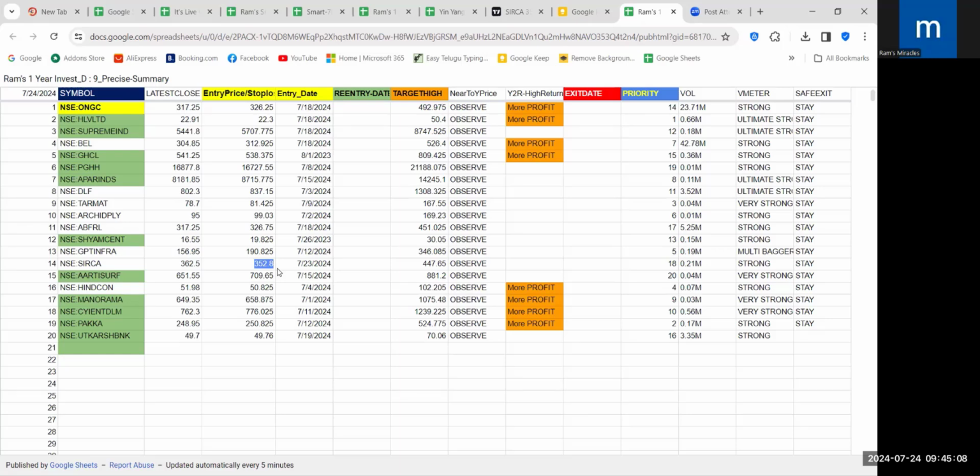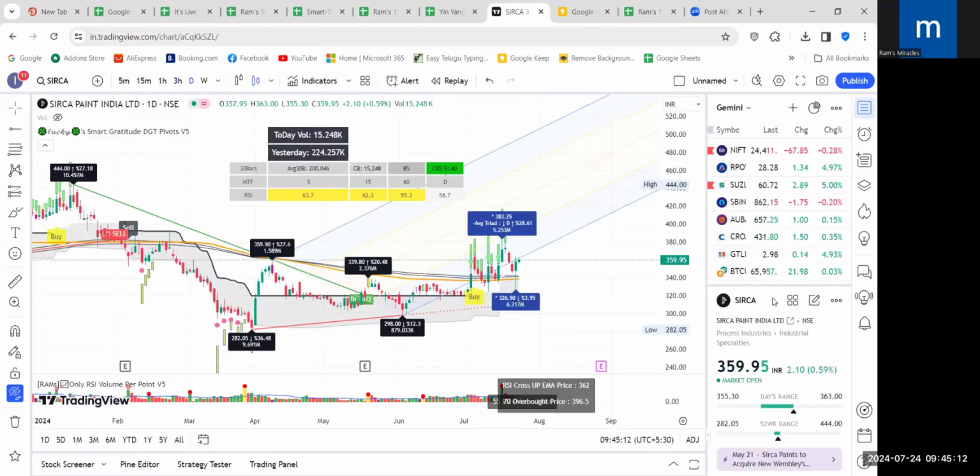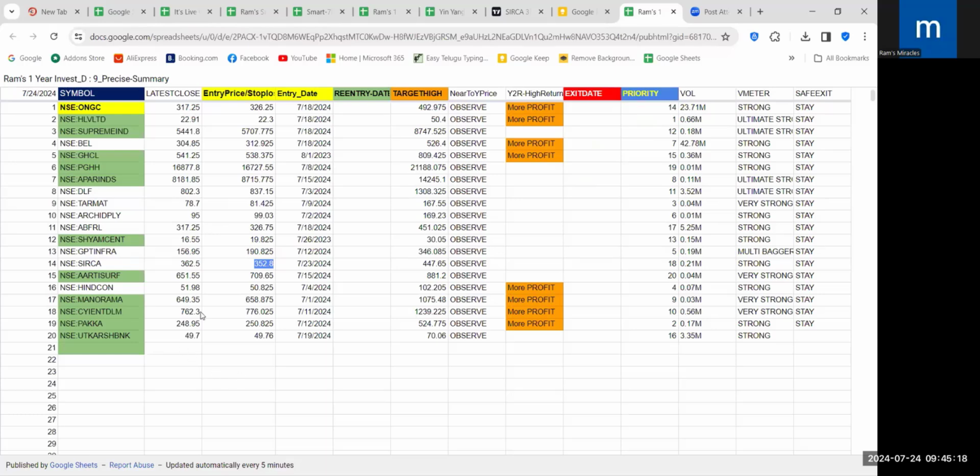The buy zone price is 352.80. So let's go and check the chart. See, the current price is 359.95, whereas the target for this stock, Circa, within 1 year is 447.65. Let's see the value. The value is showing strong. So that means 100% we can take entry based on that.